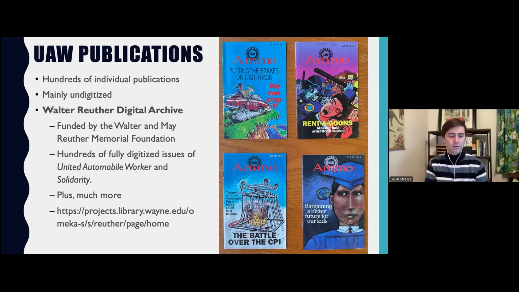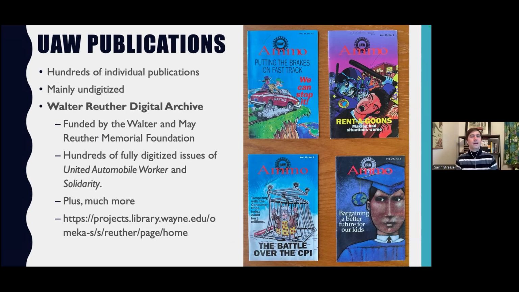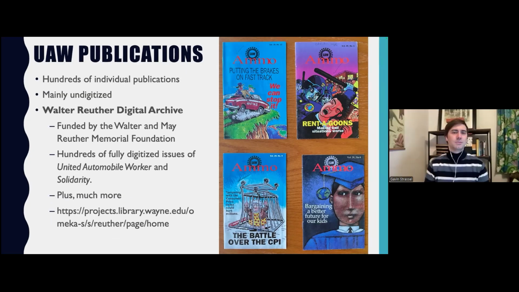One resource where we do have digitized publications is the Walter Reuther Digital Archive. This is a site we created a couple years ago with grant funding from the Reuther Memorial Foundation. It has hundreds of fully digitized issues of the United Automobile Worker, and then Solidarity when that newspaper changed its name and became a magazine. They're available as PDFs, the words are searchable, and you're able to download them. So it's a really great resource for that.